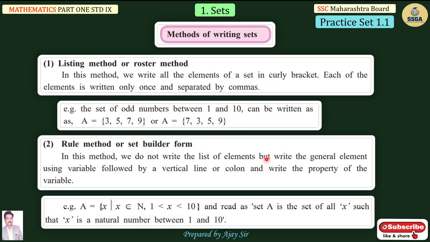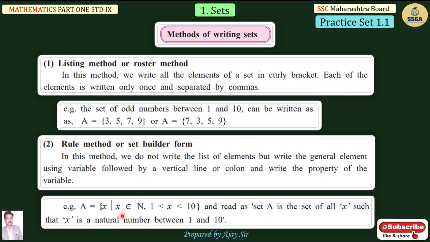So this is another method of writing a set. For example, suppose A is a set. In curly brackets, X is an element such that X belongs to N, X is between 1 to 10, and it is read as set A is a set of all X. So this is the reading: set A is a set of X such that X belongs to N and X is a natural number between 1 to 10. This way we can read this set.